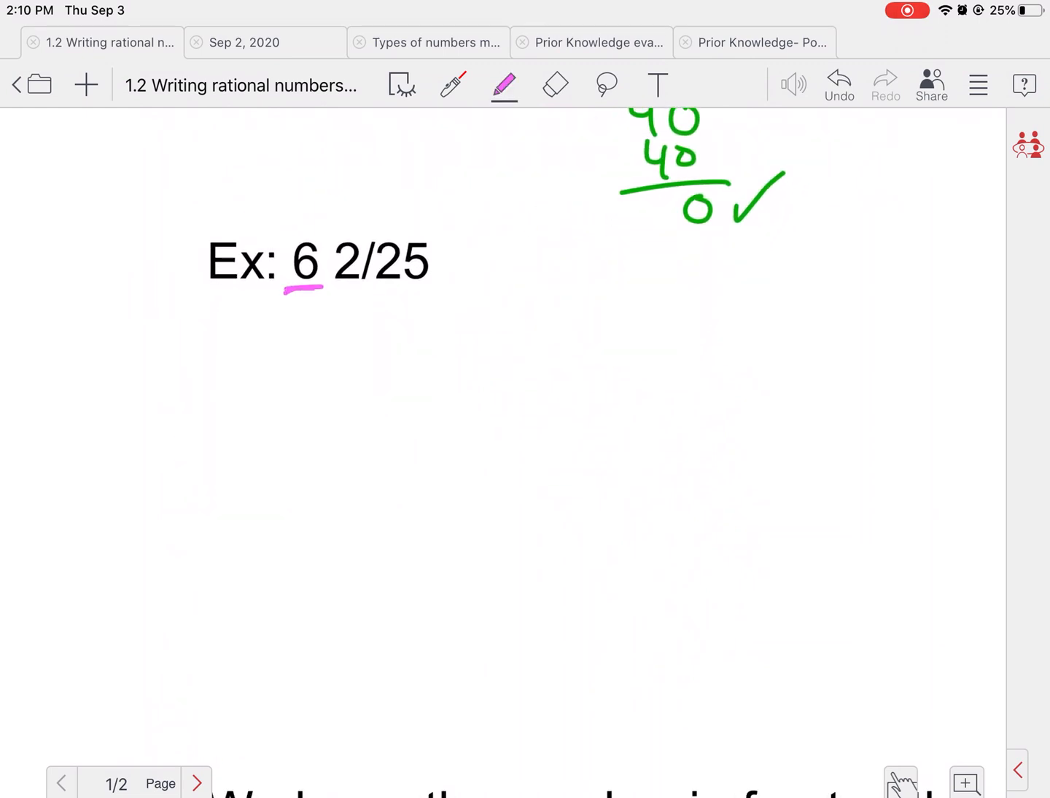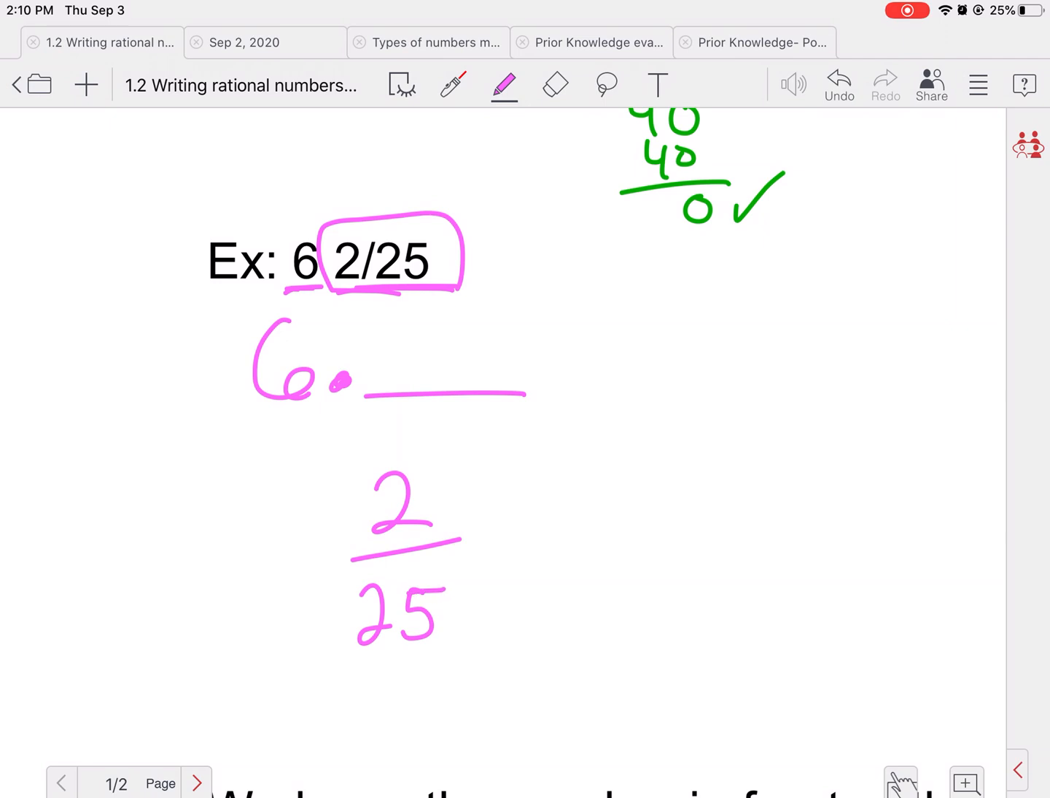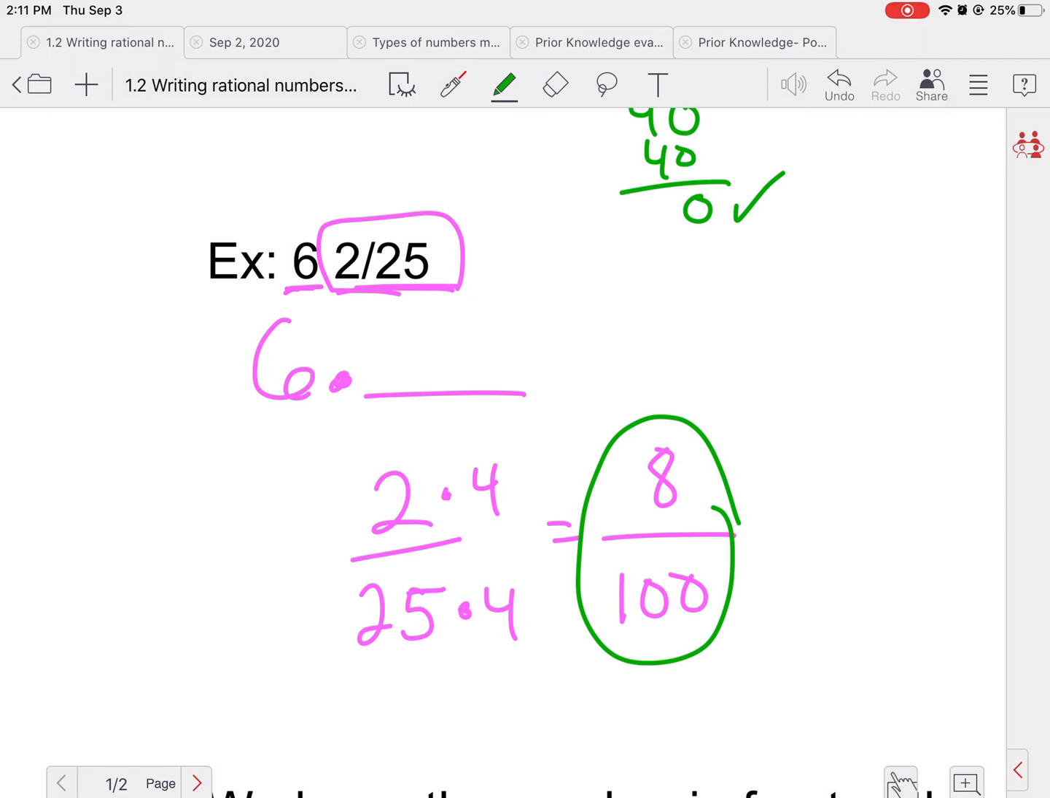So I'm seeing I have a whole number and a fraction. So as soon as I see a whole number, I know it's going to be 6 point something. I just need to figure out what that something is, and that's my fraction. So I want to change 2/25ths into a decimal. So I could do this 2 ways. I could do my long division, or 25 nicely goes into 100. So I can multiply the top and bottom by 4 because 25 times 4 gives me 100 and 2 times 4 gives me 8. Now this tells me 8 needs to go into the hundredths spot.